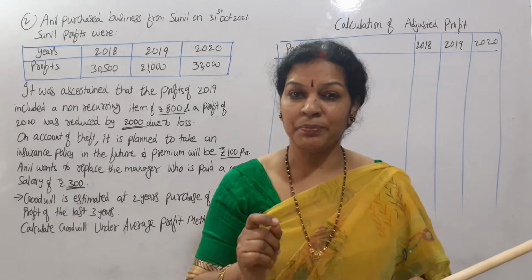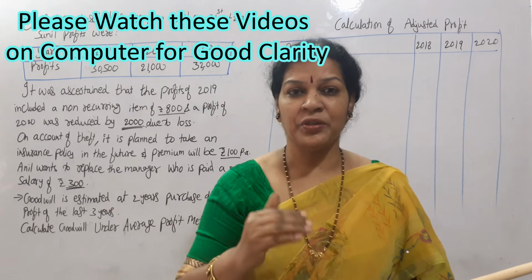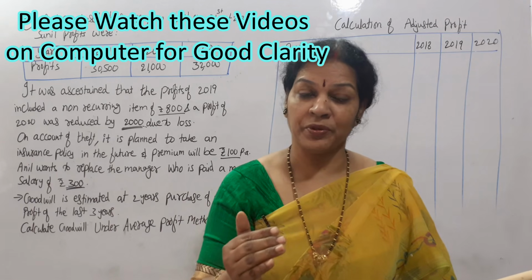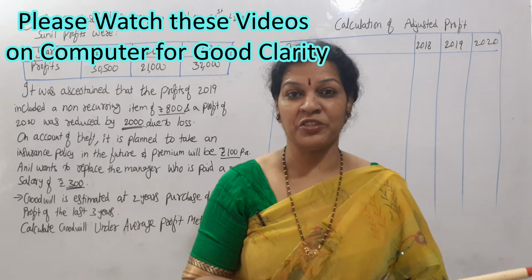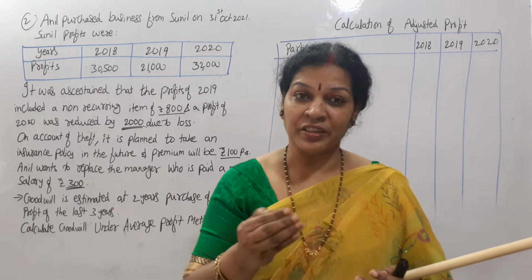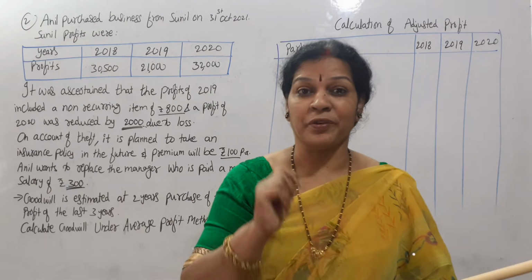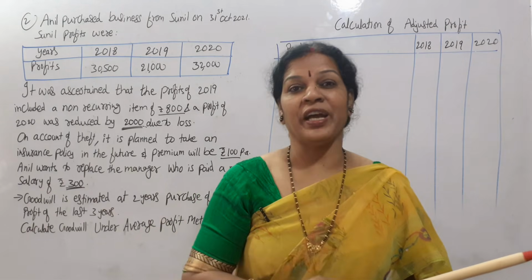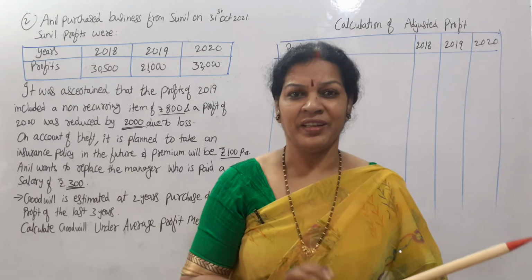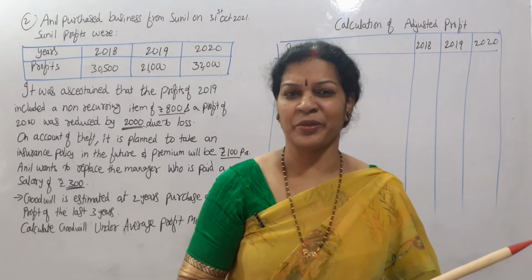Average profit method. Simple average profit we have seen in the last class, how to calculate. Today also we are going to see the simple average profit method but with adjustments. We have some adjustments related to the profit. Those adjustments we have to complete, then you will get adjusted profits. That adjusted profit average we are going to take. Nothing to worry, easy, just focus 5 minutes, you will understand the problem.